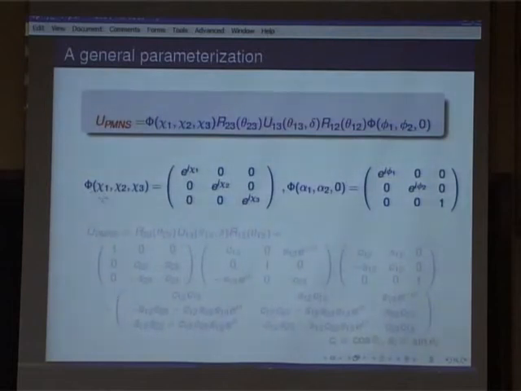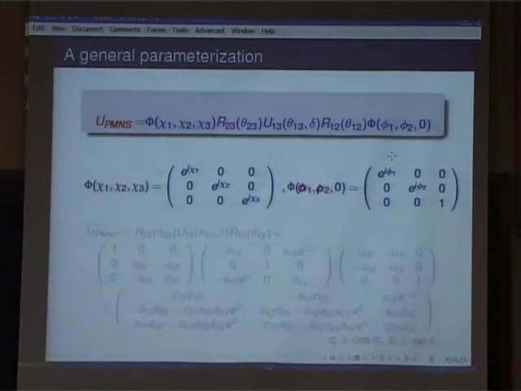A phase matrix is meant the following. When I say phi of chi1, chi2, chi3, it basically means I have a diagonal matrix with e to the power i chi1, e to the power i chi2, e to the power i chi3. Similarly, when I say phi of phi1, phi2 and 0, this is e to the power i phi1, e to the power i phi2, and e to the power 0. So that's the convention. Let's notice a few things. One is that both of these are diagonal matrices.